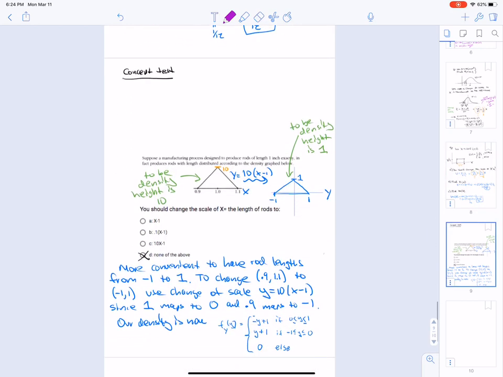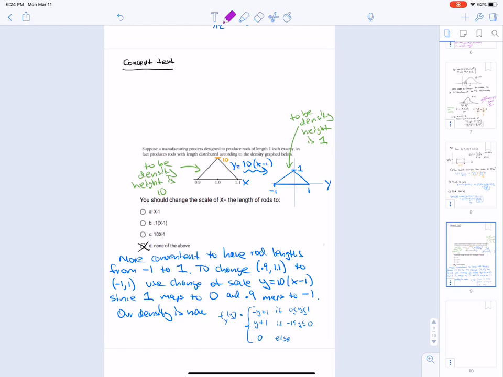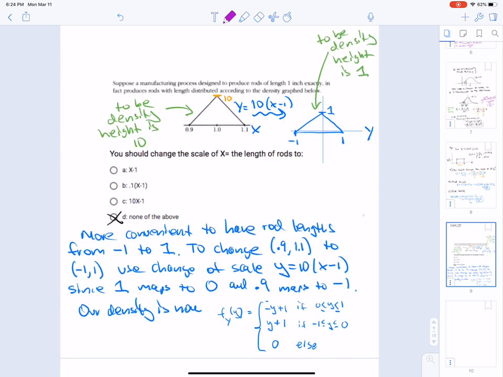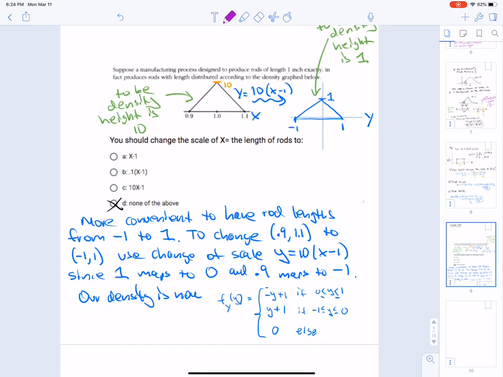So we ended with a concept test here where suppose a manufacturing process designed to produce rods of length 1 inch exactly, in fact, produces rods with length distributed according to the density graphed below. So you should change the scale x, which is the length of the rods, to which of the following.